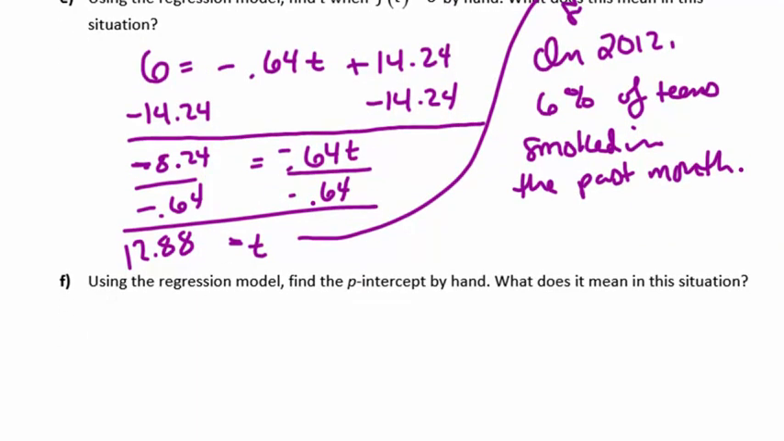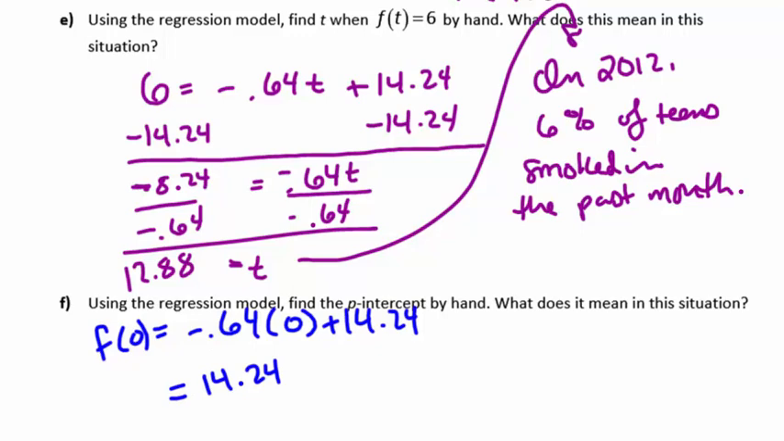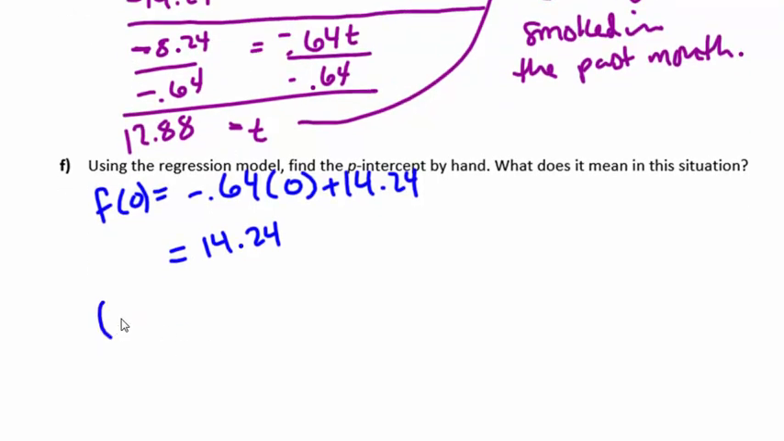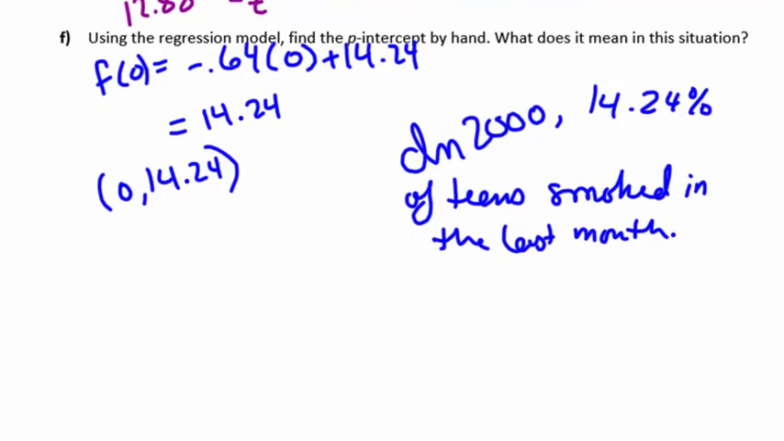Part F, using the regression model, find the p-intercept by hand. The p-intercept is f of 0, so it's negative 0.64 times 0, plus our 14.24. It's 14.24. So the p-intercept is the ordered pair 0, 14.24. What does it mean? It means that in our starting year, 2000, 14.24% of teens smoke. Let's go on to the next page.